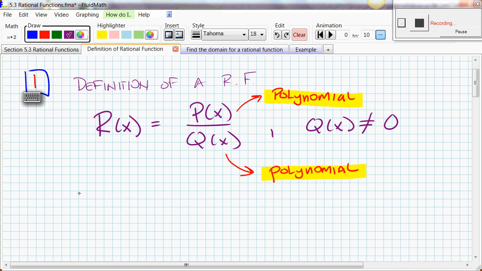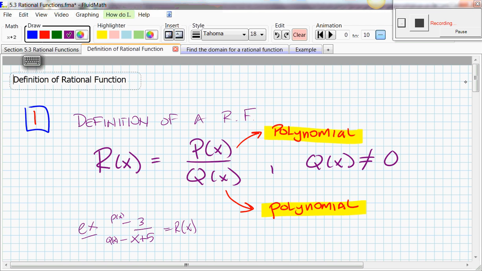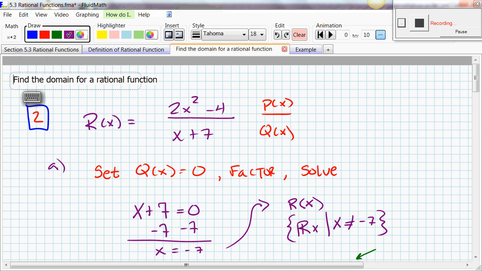So if I had to give you an example of this, I could say 3 over x minus 5. This is a rational function. The 3 represents the p of x, and the q of x represents the x minus 5 right down there. So that's a rational function, and that's what we're going to be using. And today the only idea we had to come up with was how do you find the domain for a rational function.